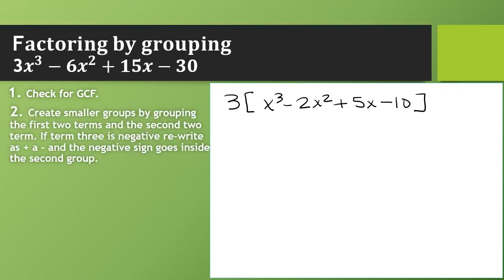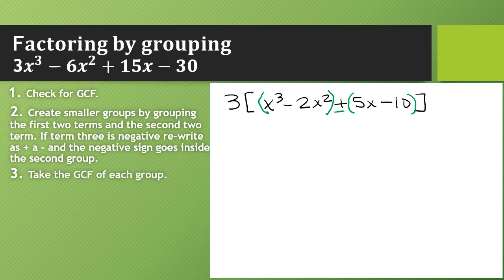So when I look at step 2, it says create smaller groups by grouping the first 2 terms and the second 2 terms. So as long as this is a plus right here, I can literally put parentheses around the first 2 terms and parentheses around the second 2 terms, and I am not changing the meaning of the problem.